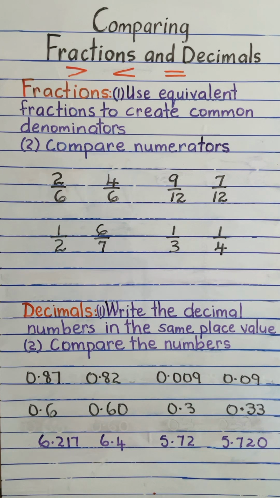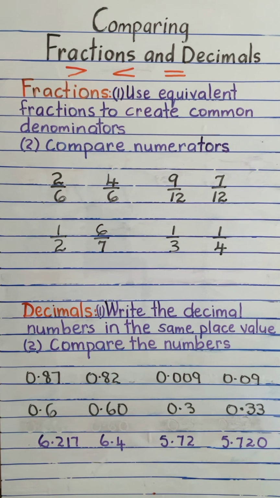And here we have the comparing symbols: greater than, increasing to the right; less than, increasing to the left; and equal to. So when we're comparing fractions, we compare numerators. Therefore, the denominator has to be the same. If the denominators are the same, we go ahead and compare the numbers in the numerator. However, if the denominators are different, we have to create a common denominator by using equivalent fractions. So let's go to these examples.